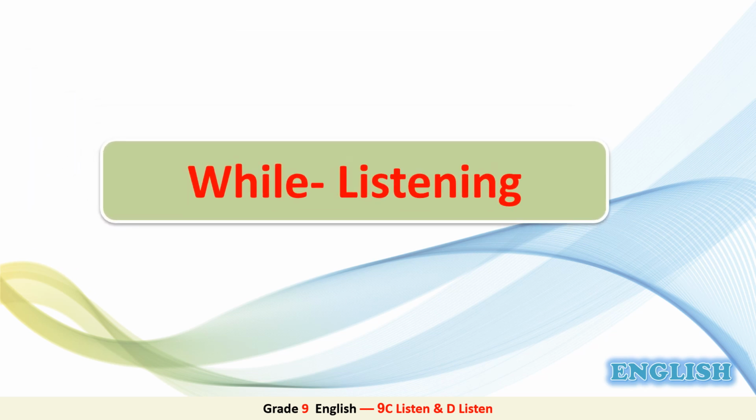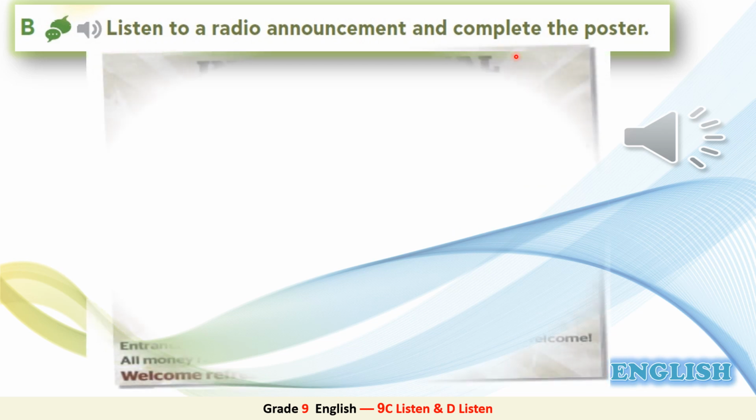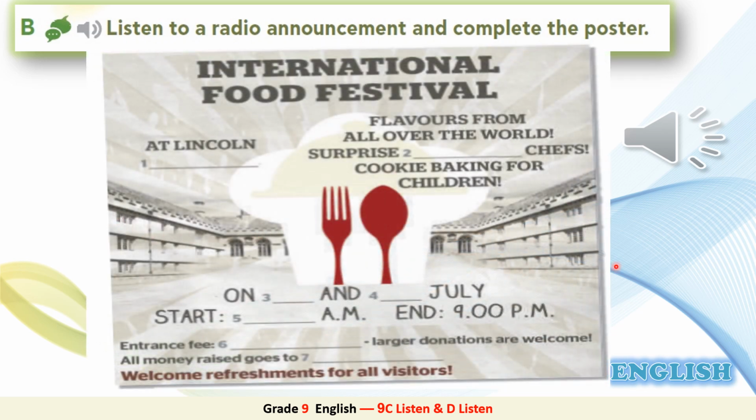Now let's go to the while listening task. Students Book, page 102. Now let's go to task B. Listen to a radio announcement and complete the poster. This is the poster. Here we have 7 spaces. What you are going to do now is to listen to the audio and try to complete the spaces using the correct pieces of information. Listen.